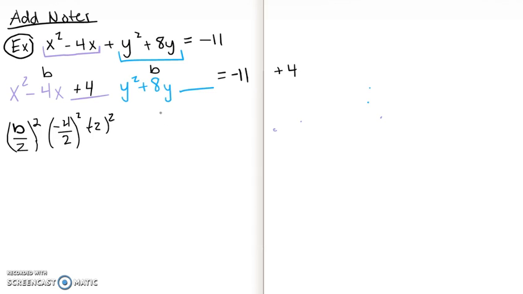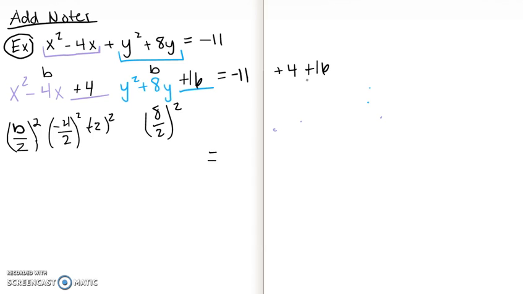Next, we're going to take 8, divide it by 2, and square it. Can someone please tell me what happens when I do 8 divided by 2 and squared? Raise your hand. 16. Natalie? 16, so we're going to add 16. Alright, let's go ahead and evaluate the right side of the equation.